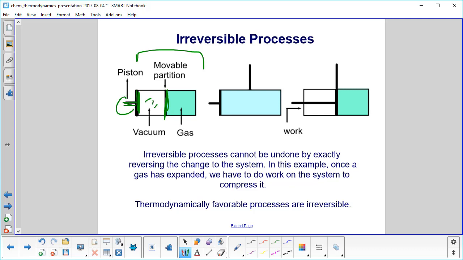If we just let go of this piston, this gas here will push the partition this way and fill the entire space here. Once that happens, all of this gas is not just going to spontaneously go back to here and leave a vacuum over here again. So what we have to do is do work on the system. Somebody has to press this piston in to compress the gas. Thermodynamically favorable processes are irreversible.